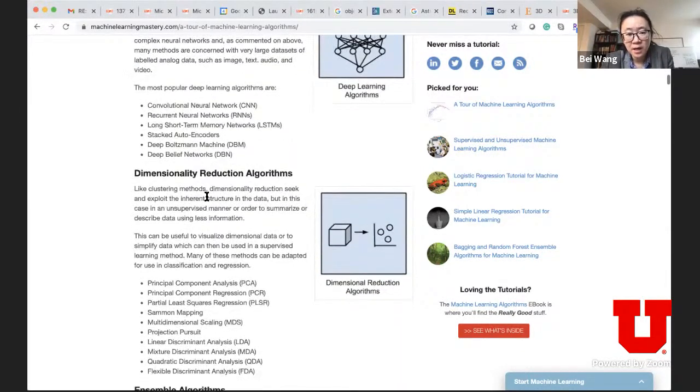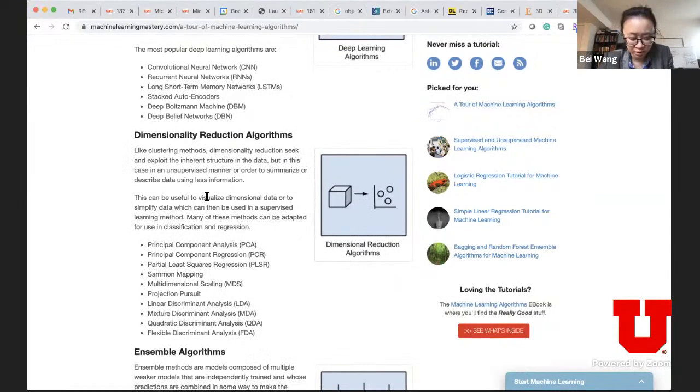Okay, the next one, dimensionality reduction. How many of you have used PCA before? Right? Yeah, PCA is one of those examples of dimensionality reduction. It reduces high dimensional points to a low dimensional projection, preserving the first few dominant directions.